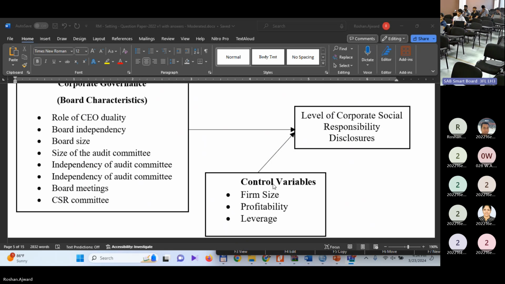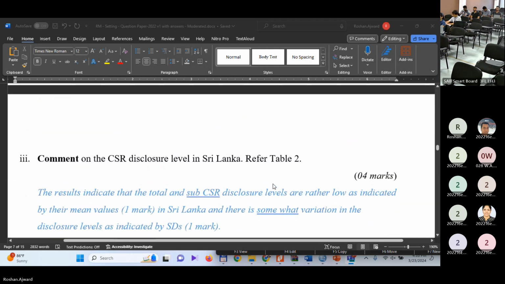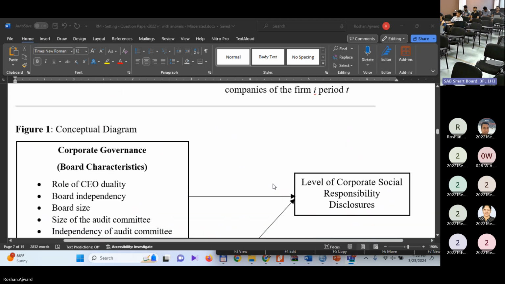The role of CEO duality has an association with the level of CSR disclosure. Then board independency has an association with CSR disclosure. Then board size has an association with the CSR disclosure. So that's called a hypothesis: H1, H2, H3, H4, H5, and so on. Comment on the CSR disclosure level. Already commented. And you see the mean values, you can tell the disclosure level. You can see in this table it's given.